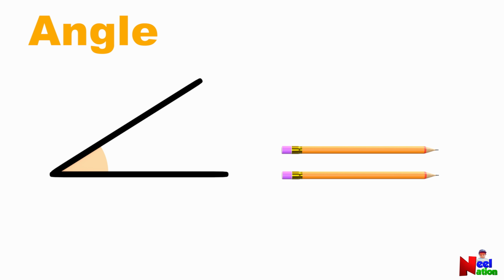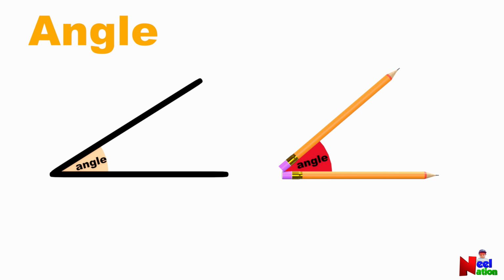Hold one pencil still. Now bring the other pencil so that it touches the first one at one end. We can say the pencils meet at a point. And the space between the two pencils when they open up is the angle. The two lines are the arms or sides of the angle. The point where the lines meet is called the vertex.